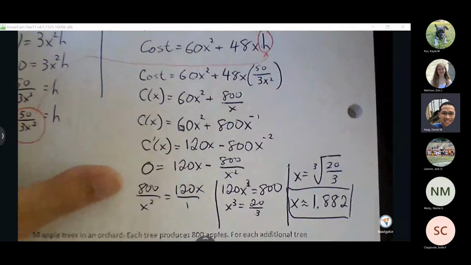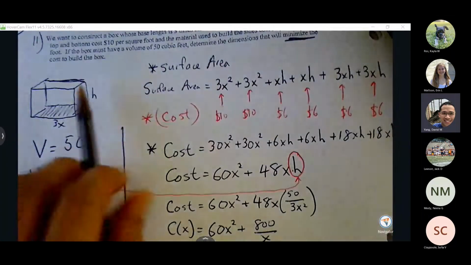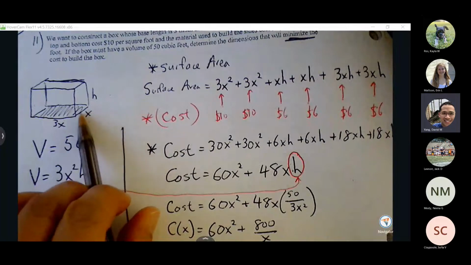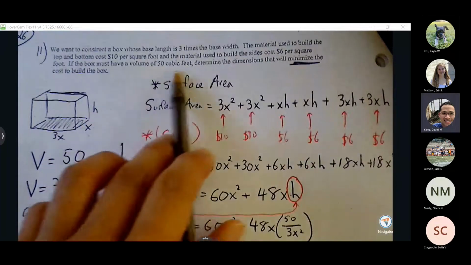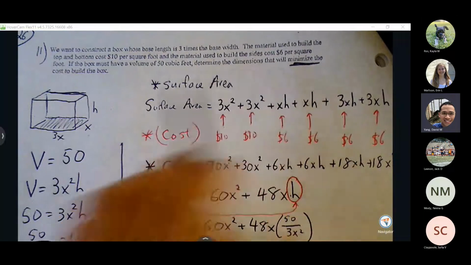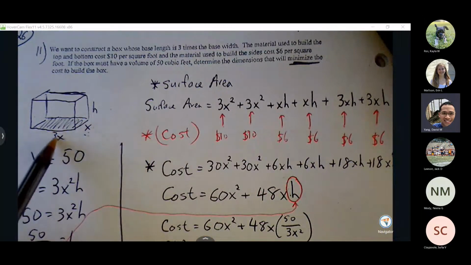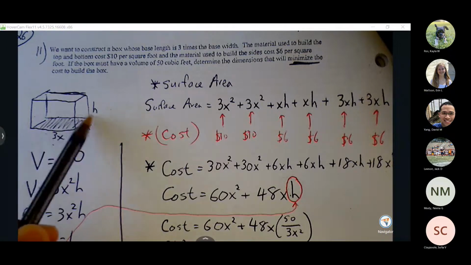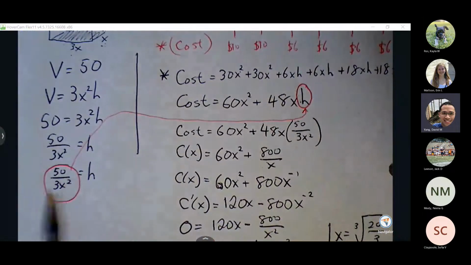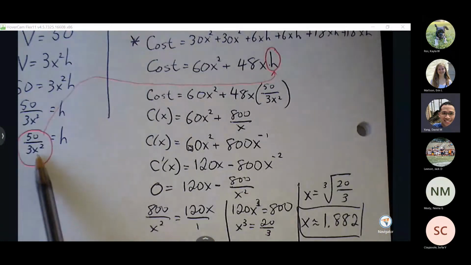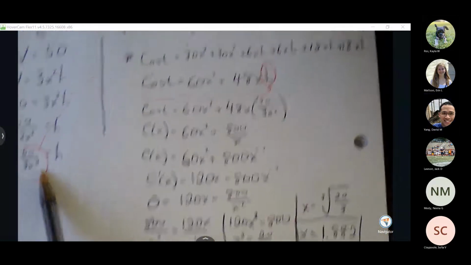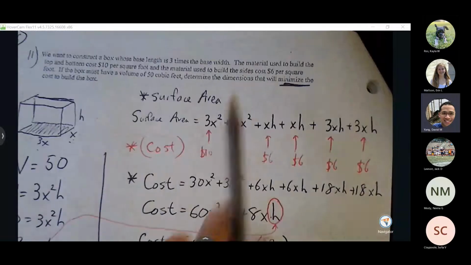I have one side, the short side of my dimension, right? So now I need to find the dimensions. I have 1.882. I'll multiply the 1.882 by 3 to get the longer base length. And then I can also find the height by inserting 1.883 into the 50 over 3x squared. And then finally, I can find the cost.